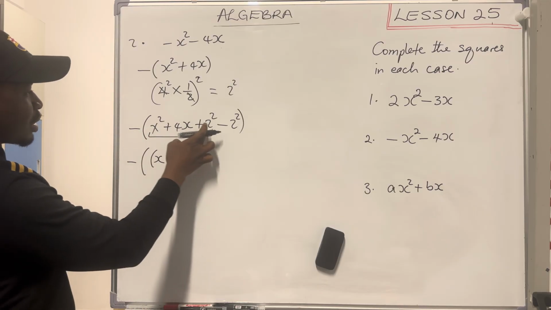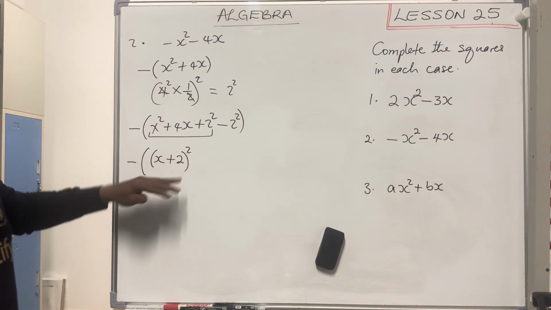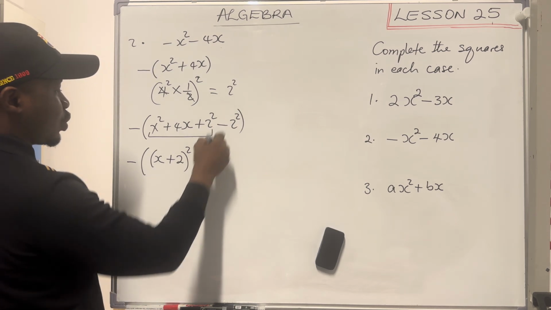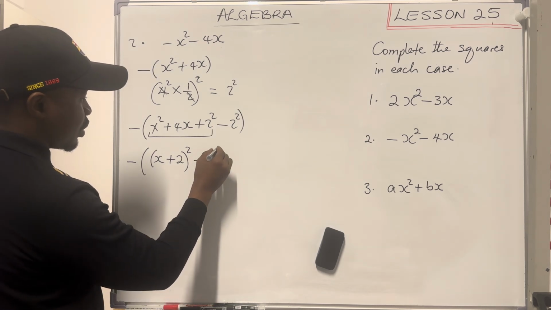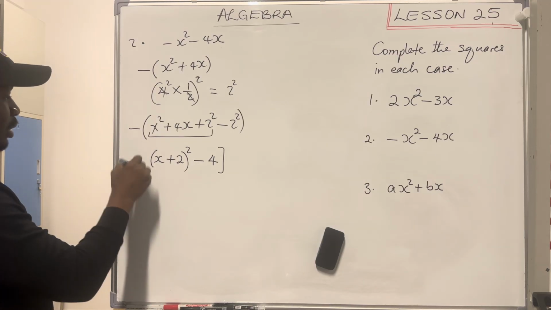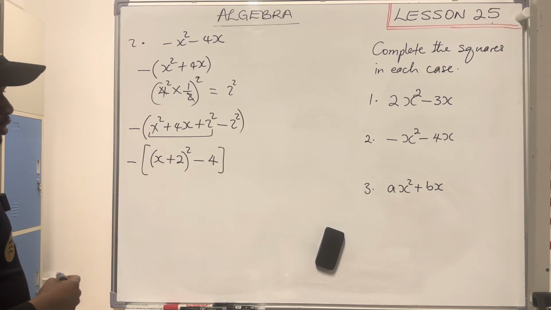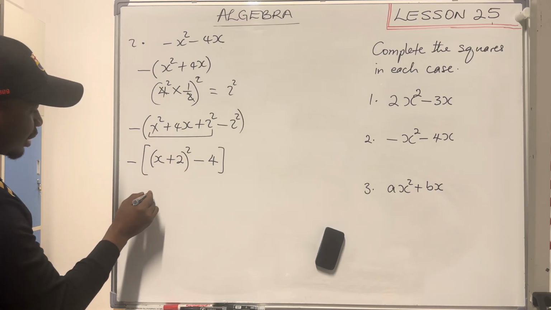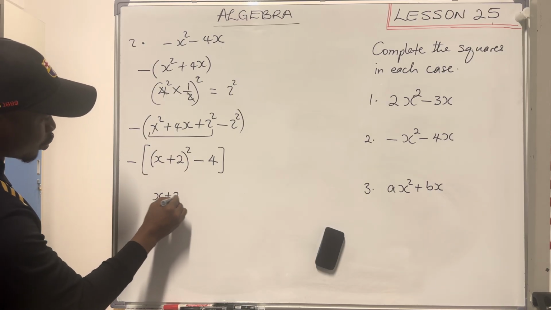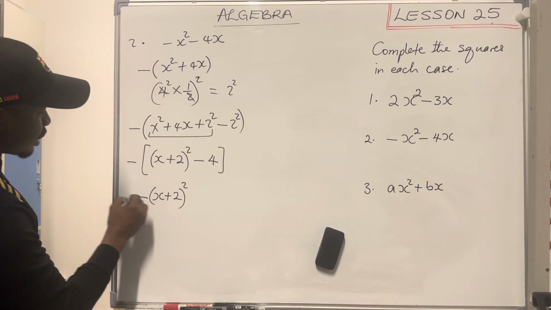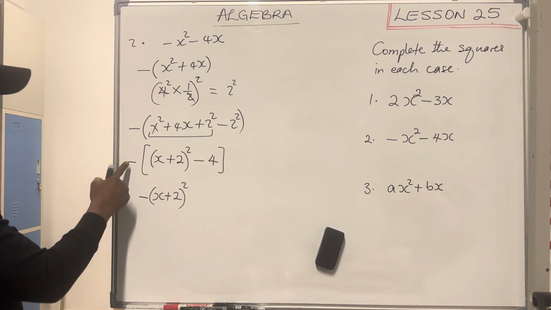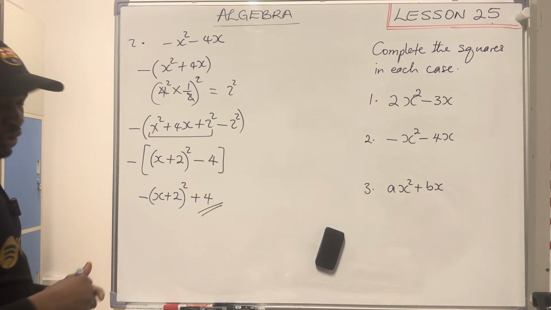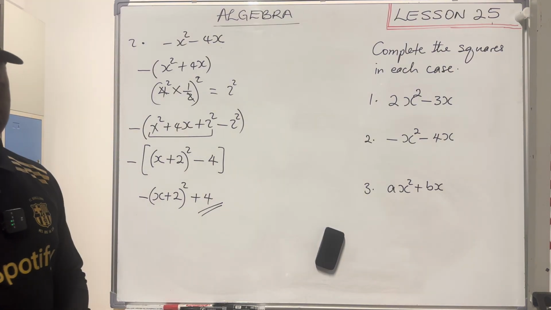It will give you x squared and 4x if you expand this. So this is minus. This is the one we simplify. To square this, 4. So this bracket closes here. So now we have minus times the bracket, which is x plus 2 all squared with a negative, because minus times plus is minus. Minus times minus is plus 4. So this is what we have for the second one.